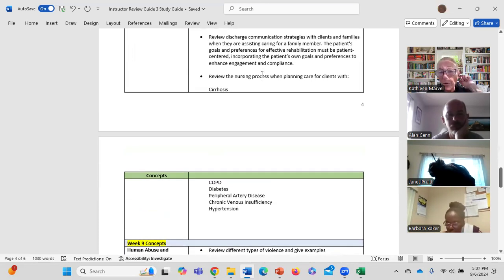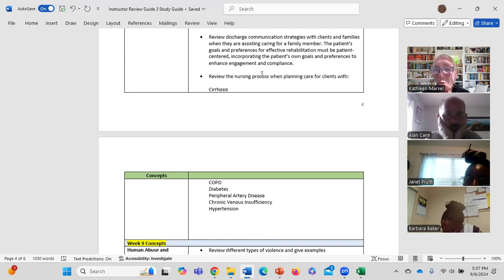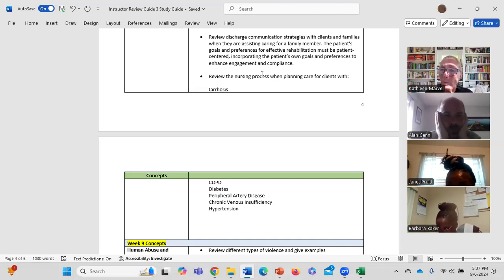Oh, and here's one: review the nursing process when planning care for cirrhosis. Just think of it like your HESI prep. What do you need to know about cirrhosis? What they may present with, how to care for them, how to treat them. Same with COPD, diabetes, PAD, chronic venous insufficiency, hypertension. So just go back and review your notes. If you need to, go back to your Med-Surg book and review those little snippets of pages for each of those.